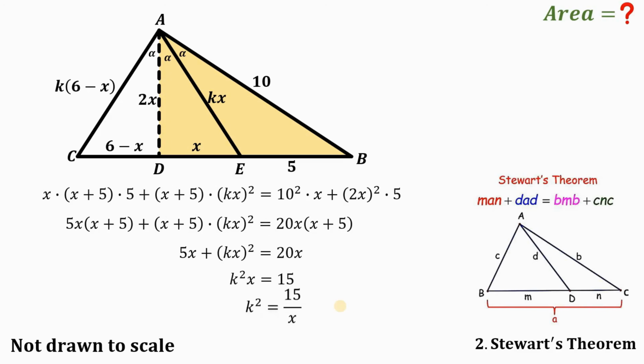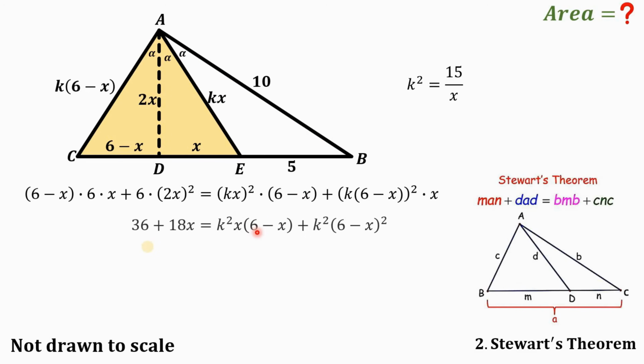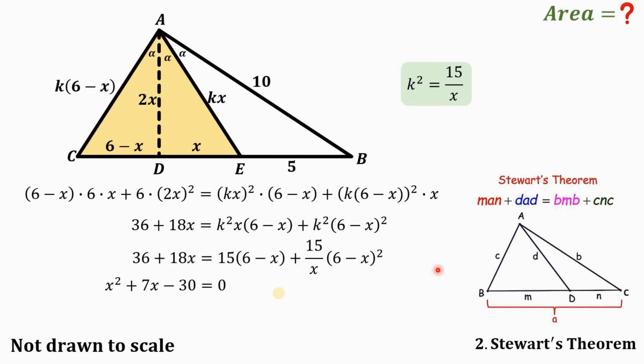Now, let's set aside this result, and let's focus on this triangle ACE. Again, let's use the Stewart theorem. Man plus dad equals bomb plus sink. Simplify this result, we arrive at this equation. Now, we know the value of k squared. K squared here is 15 over x. So we can substitute this 15 over x for this k squared, like this. Now, simplify, and we arrive at this quadratic equation in terms of x.